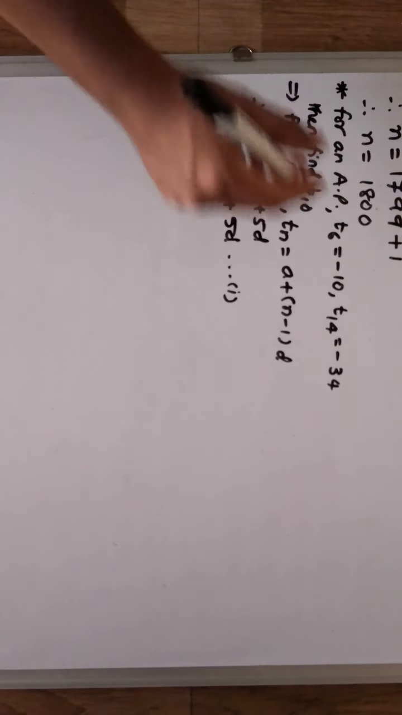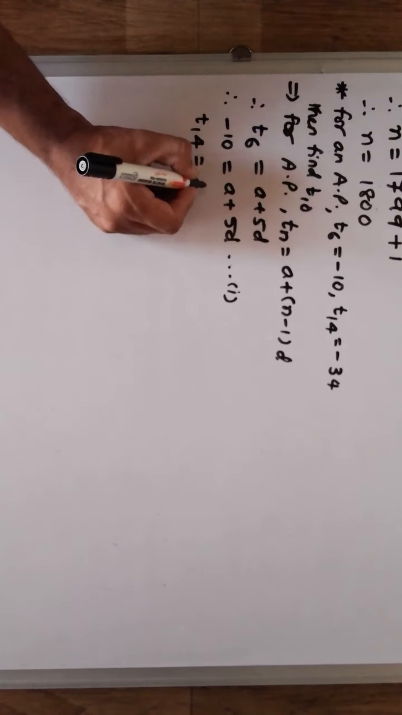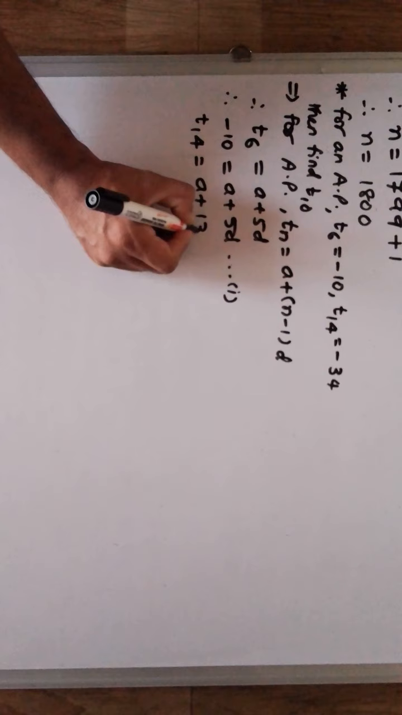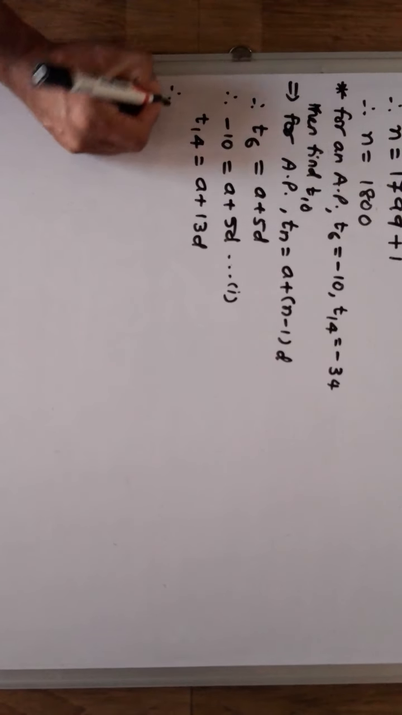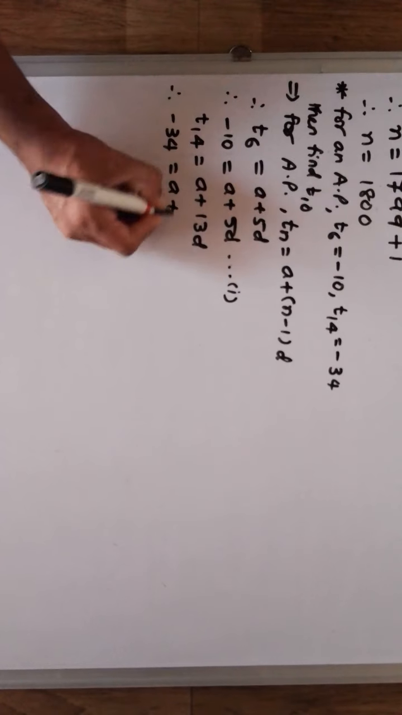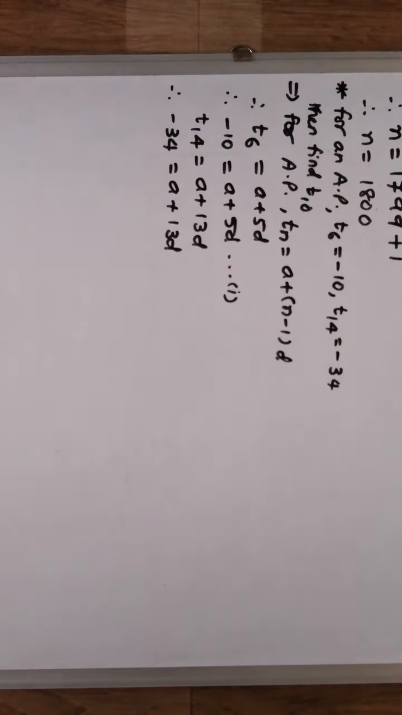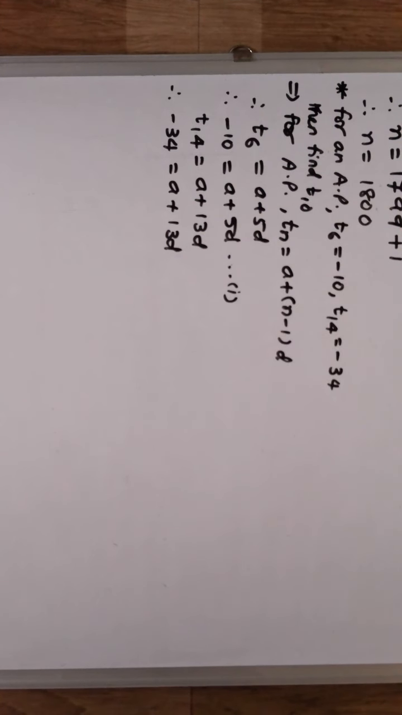Now term number 14 also is told. Term number 14 will be obviously A plus 13d, using 14 minus 1, 13d. So term number 14 is minus 34, equal to A plus 13d, agreed? Now if you see the first one, it also has A and here also it has A. So subtracting you can solve, but I prefer, I told you, method of elimination.